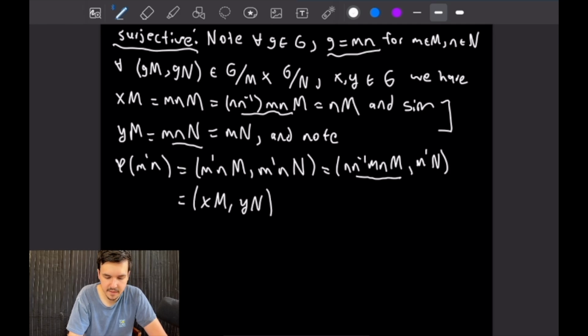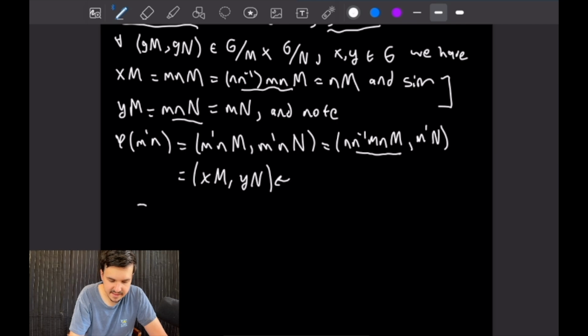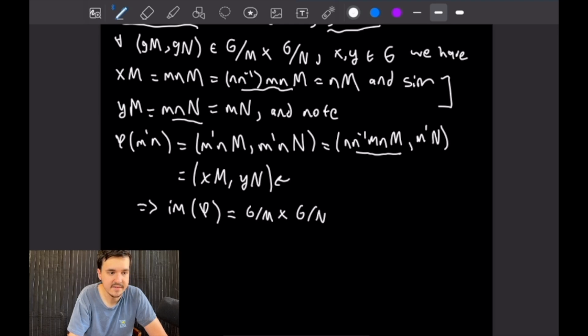And you can see that we took an arbitrary element from our codomain and we mapped to it using our function, which means that this function is in fact surjective. And like I said, that is equivalent to saying that the image of our phi here is exactly what we want it to be. Our image is equal to G mod M cross G mod N in this case.